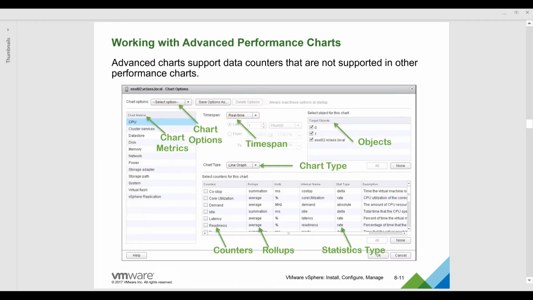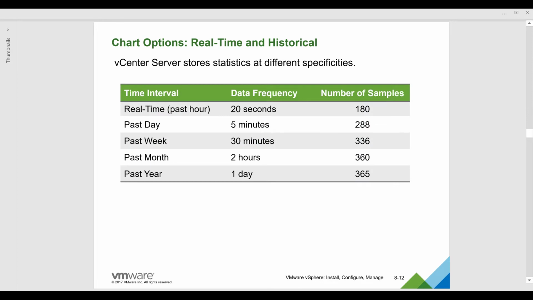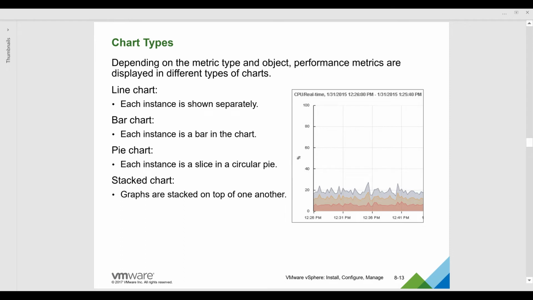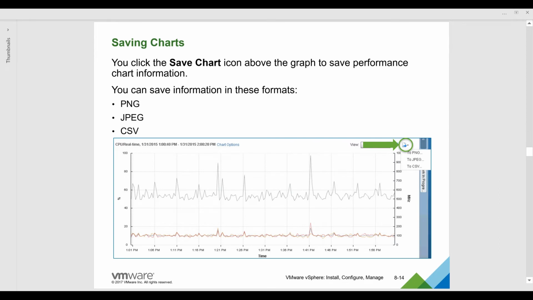Advanced performance charts, this is where we can pick the metrics that we want to show and what kind of output chart we want. Do we want it to be real time, or do we want to see historical what it's doing? And then we can pick our counters. Again, chart options can be real time or historical. Chart types, you can do line, bar, pie, or stacked. And then we can save the charts in a PNG, JPEG, or CSV format.